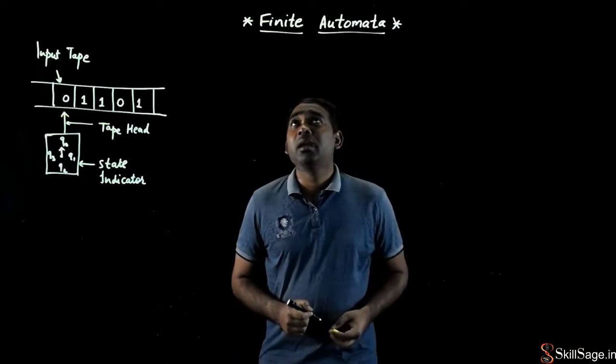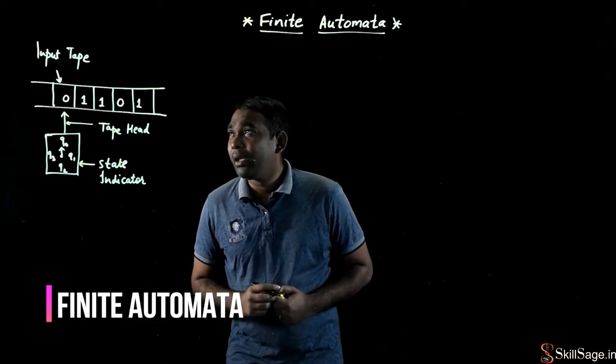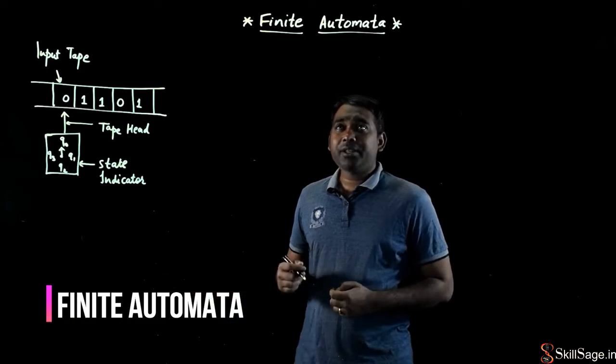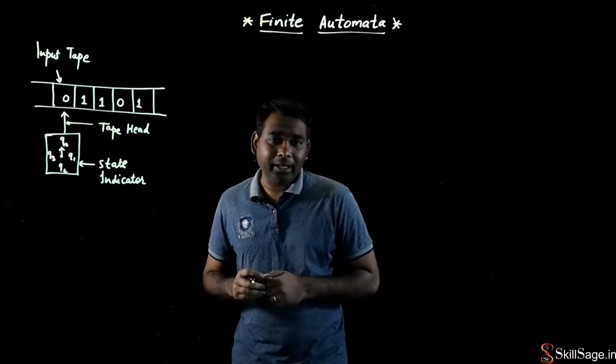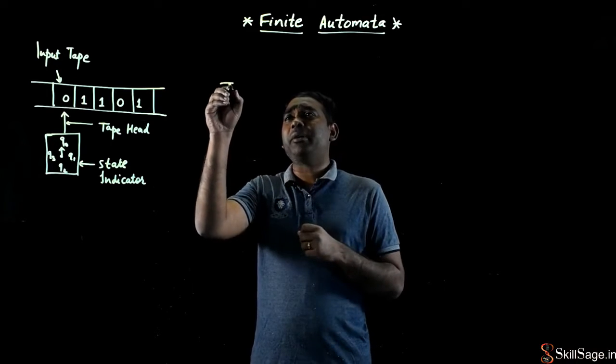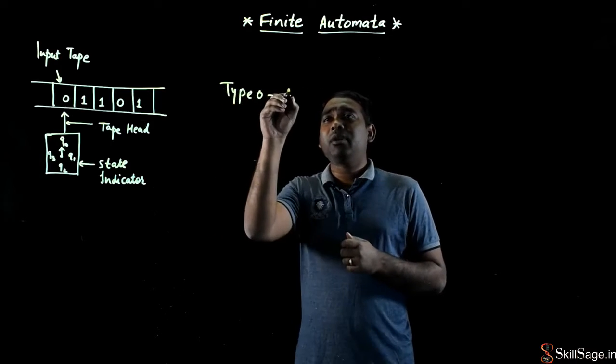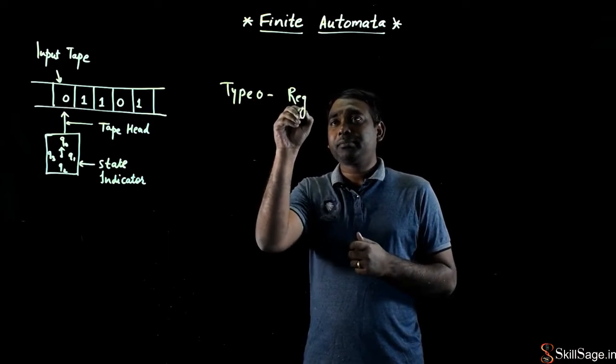Hello friends, today we start with the topic called finite automata. In our last lecture we have seen the Chomsky hierarchy. In the Chomsky hierarchy we have seen the type 0 grammar, right? What was the type 0 grammar? Type 0 grammar was a regular grammar.